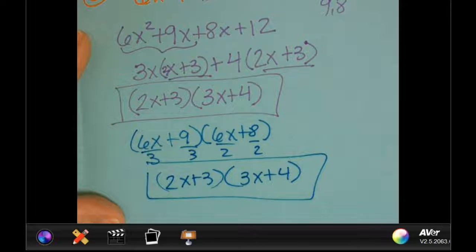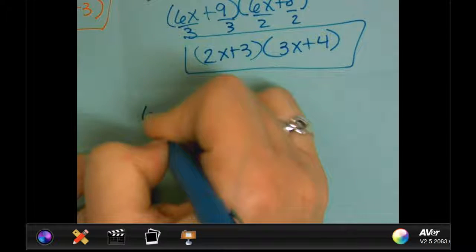Any questions on either one of those? You should be able to do this stuff in your sleep, right? Okay, if we need practice on it, we're going to practice on it, but you should be able to handle this. All right, one last one that's going to look a little different.